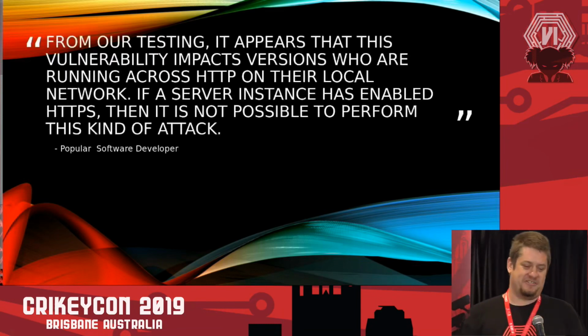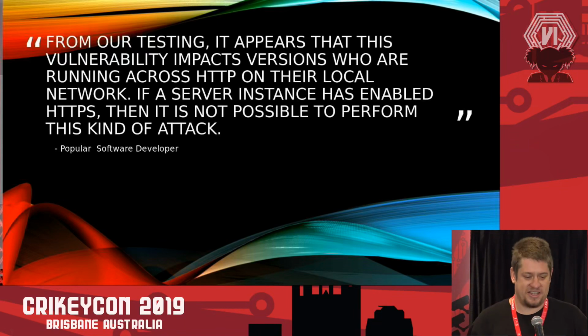So the next one I looked at, this is a developer that I guarantee a vast majority of the people in this room are using their software. So this is the one I actually spent 4 months providing screenshots, multiple POCs, videos, detailed explanations. It went on and on. And at the end of the day, they said, "From our testing, it appears this vulnerability impacts versions running across HTTP on their local network. If a server instance has enabled HTTPS, then this attack is not possible to perform." That's not really the case.